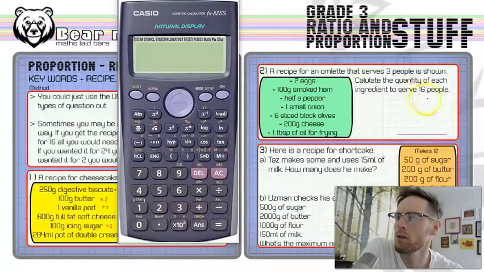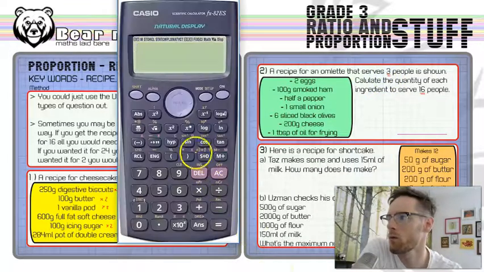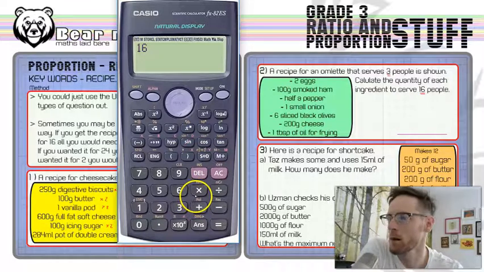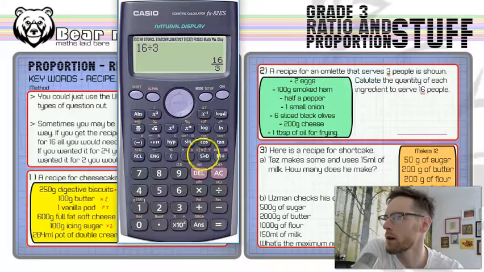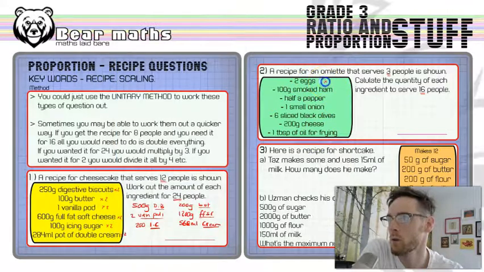What I'm going to do is a similar sort of thing. I'm going to find out what I need to multiply each thing by. So I'm going to take the 16 people, and then I'm going to divide by 3. That's going to give me the scalar that I would need for one person. If I multiplied all the ingredients by this particular number, I'd work out what it is for one person. So 16 divided by 3 is 16 thirds, which is 5 and a third. So I'm going to multiply each one of these ingredients by 16 thirds, multiplied by 16 over 3. And that's the quickest way to do this question.